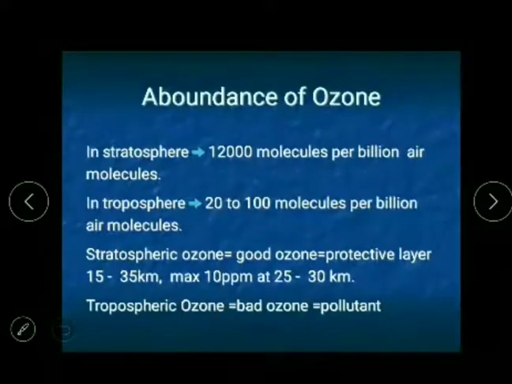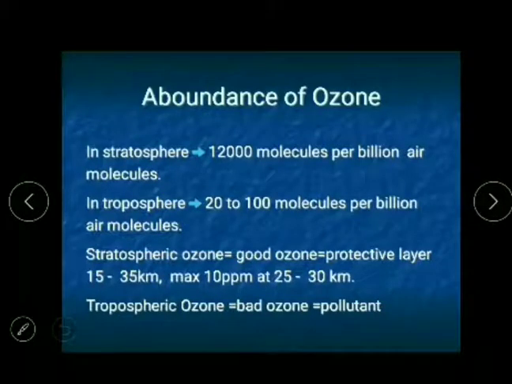So let's know the abundance of ozone or concentration of ozone in stratosphere. The concentration of ozone has been found as 12,000 molecules per billion air molecules. In troposphere, the concentration of ozone has been found from 20 to 100 molecules per billion air molecules. The stratospheric ozone is called as good ozone because it forms a protective layer in atmosphere which protects the biosphere from the harmful radiations coming from sun.